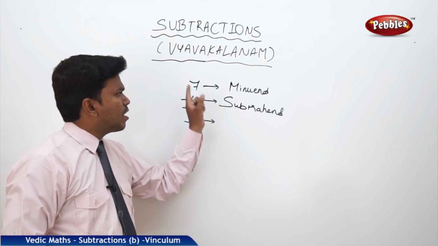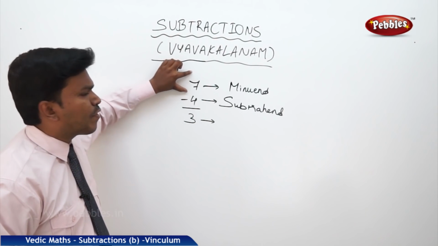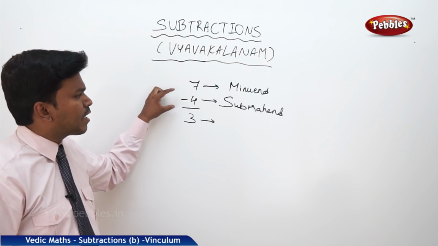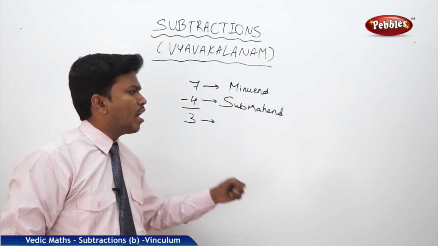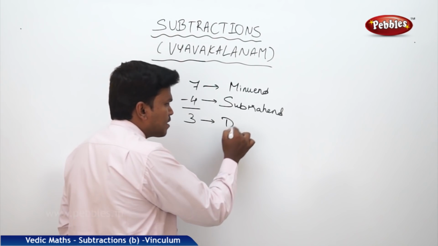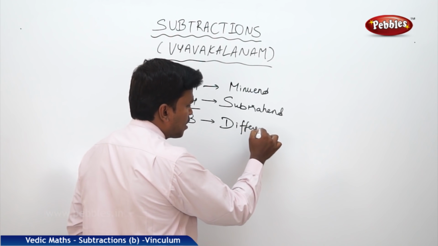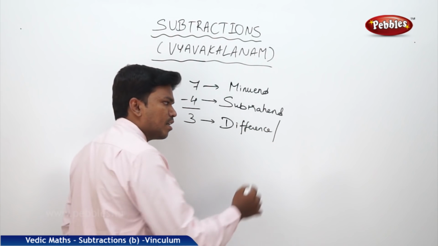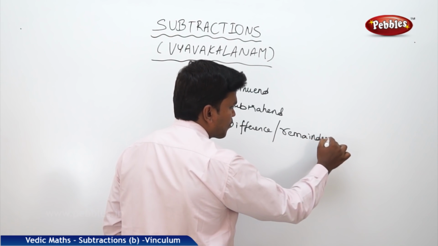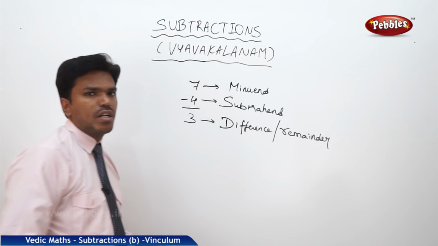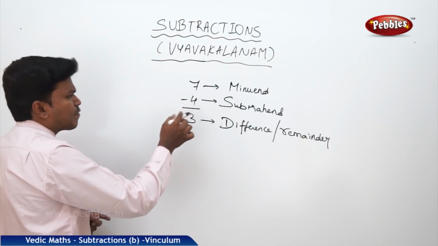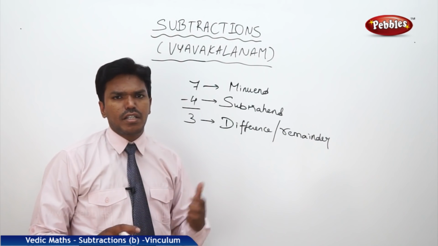Once again I repeat, the number which we are subtracting from, that is the above number, we call minuend, and the number which we are subtracting is known as subtrahend. The answer which we got is known as difference, or we can call it remainder also. Now suppose 7 minus 4, yes, it is possible. We wrote the answer directly, 3.